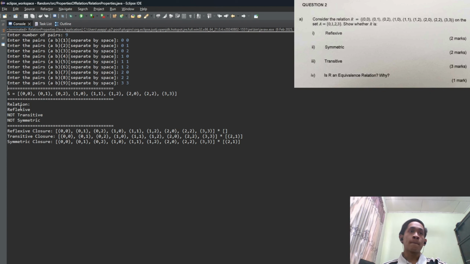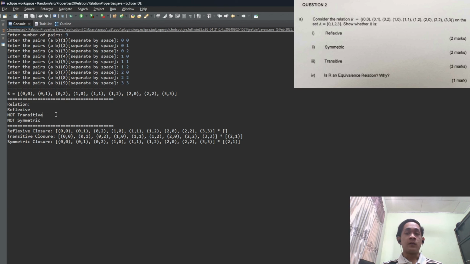As you can see here, the relation is reflexive but not transitive and not symmetric. And of course, it will display the closure here. For reflexive closure, there's no closure here as it is reflexive. For transitive, it's missing 1 pair, which is (2, 1). And for symmetric, same thing, it's missing (2, 1). So to answer the questions: for the first question, it is reflexive. For the second question, it is not symmetric. And in the third question, it is not transitive. Now to answer the question, is R an equivalence relation? If so, why?